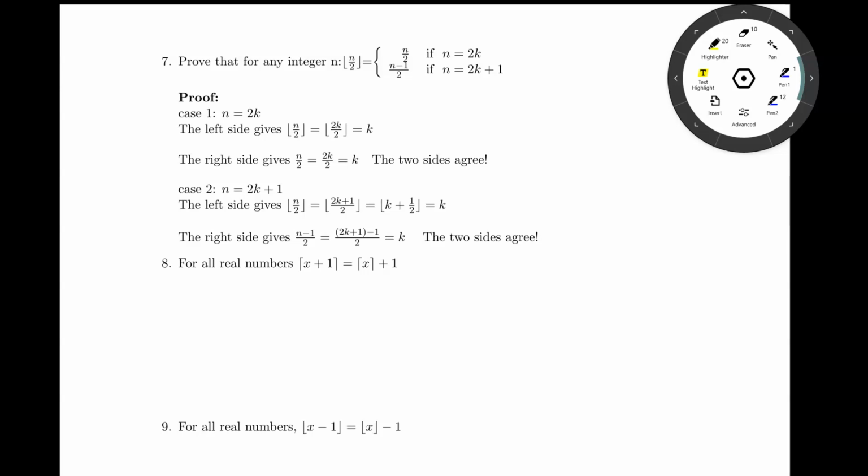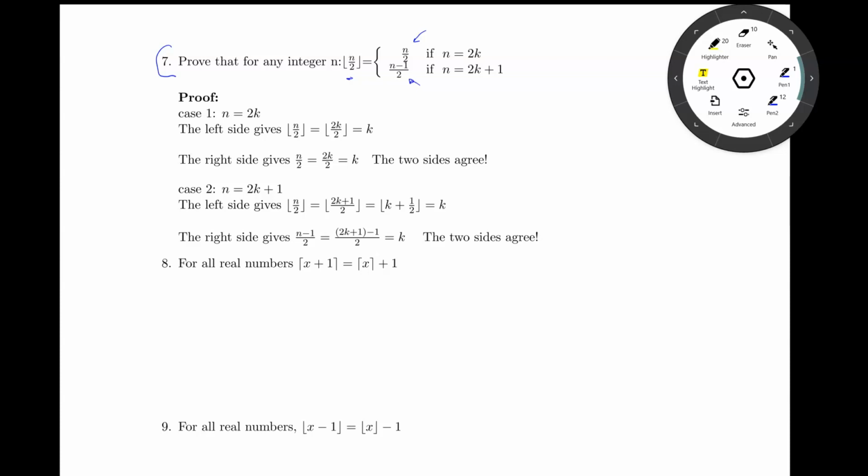Okay, so I've written this one out, but this would be the question here. Prove that for any integer n, the floor of n divided by 2 is either this, if n is 2k, meaning even, or this, if n is 2k plus 1, odd, right? So we're going to be bringing in that, breaking things up into cases more often.